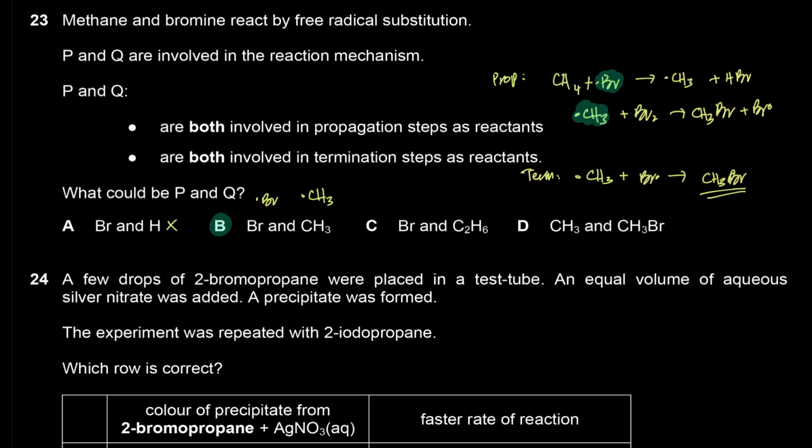Okay. Molecules can never be involved in termination as reactants, because for termination you need 2 radicals. So you can already eliminate C and D, because you have molecules here. Molecules will never be reactants in termination. In termination you need 2 radicals. Okay, so the answer is B.